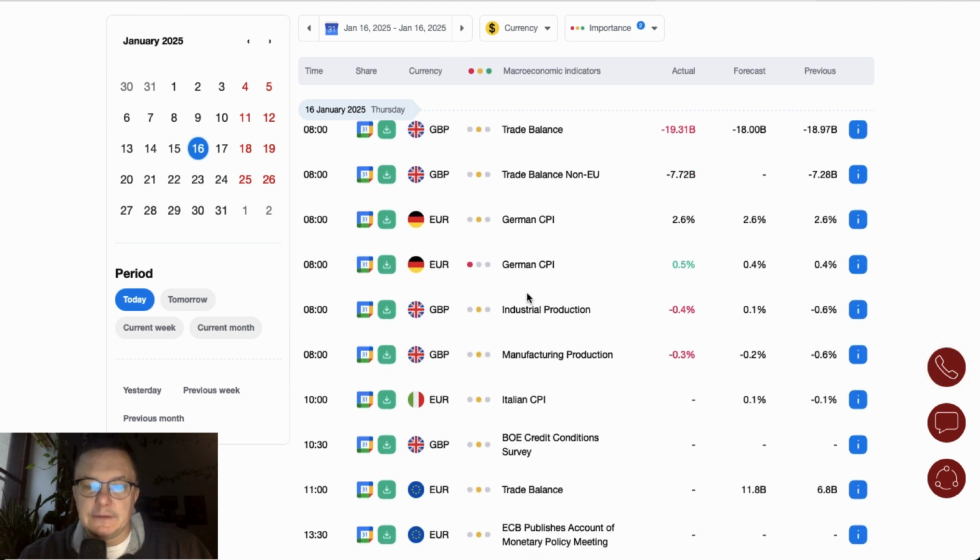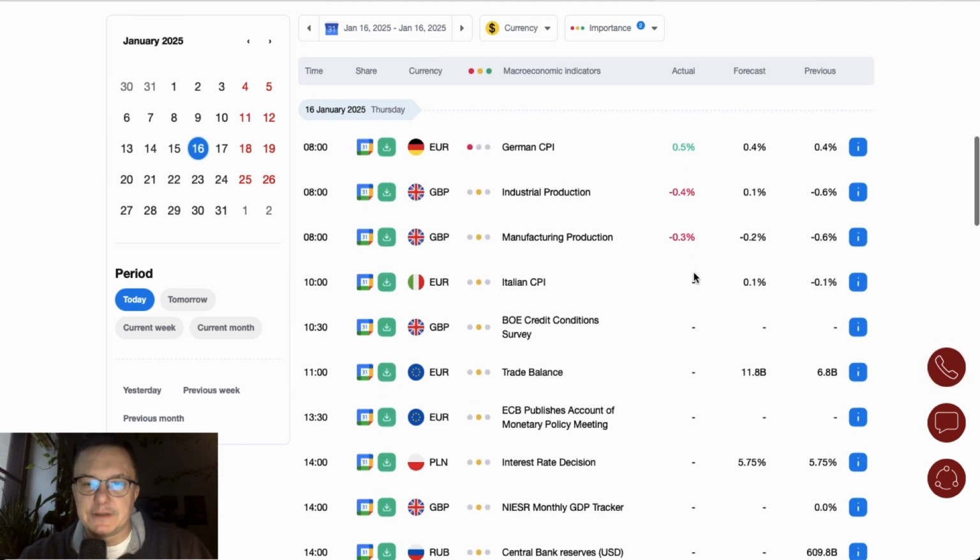The other data are from Germany. German CPI beats the expectations and increases from 0.4% to 0.5%, so a slight inflationary pressure from German industry. Production from the UK increases from minus 0.6 to minus 0.4, but it's far below the expectations of 0.1%. The same situation is with the manufacturing production.